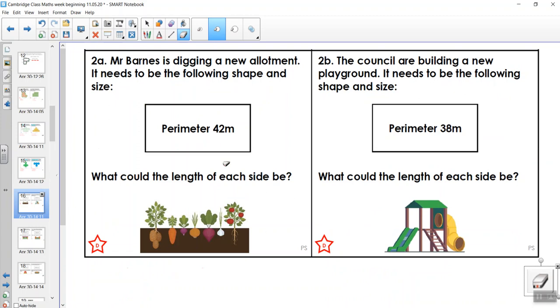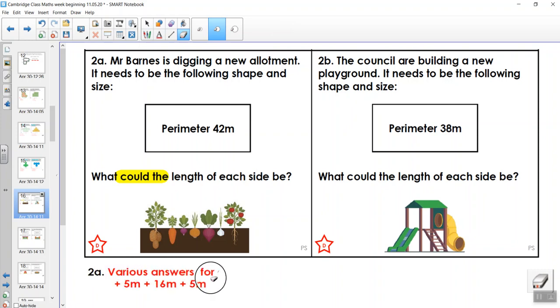Okay, we've got a word problem here, so we better read it carefully. It says, Mr. Barnes is digging a new allotment. It needs to be the following shape and size. So it needs to be a rectangle and it needs to have a perimeter of 42 centimetres. Now it says here, what could the length of each side be? Could is a modal verb, isn't it? It shows possibility. It shows there's more than one answer to this.